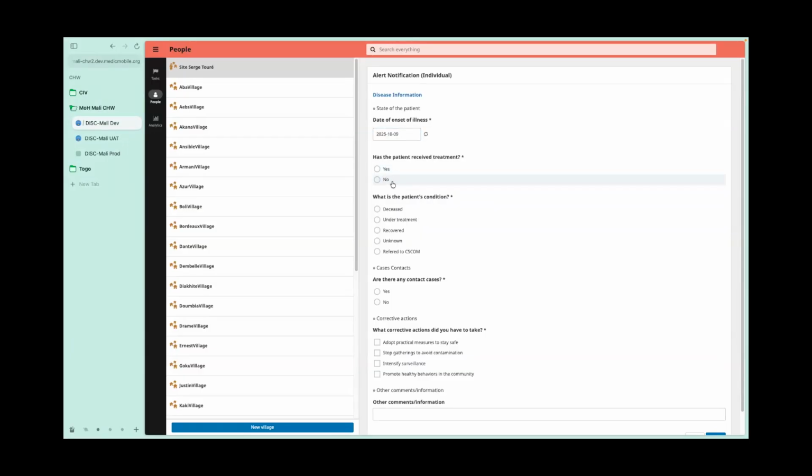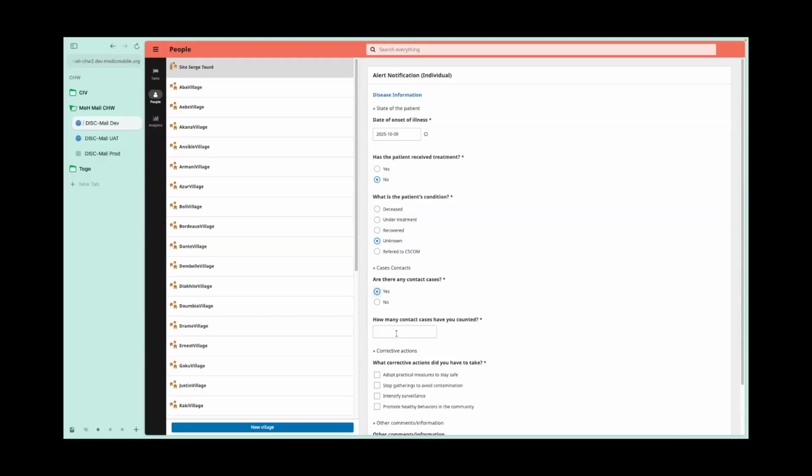Was there any treatment that happened to that patient? Let's say no. And what is the condition? How do you see the patient at this moment? I can say, I don't know. And is there any contact cases that have the same symptom or same warning? We can say, yeah, maybe 2 people.